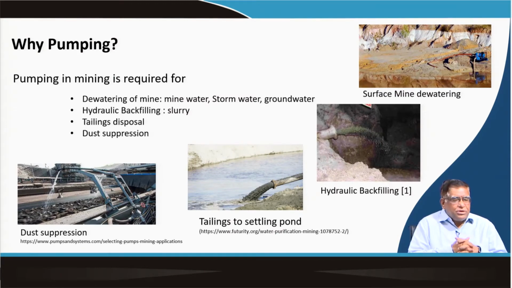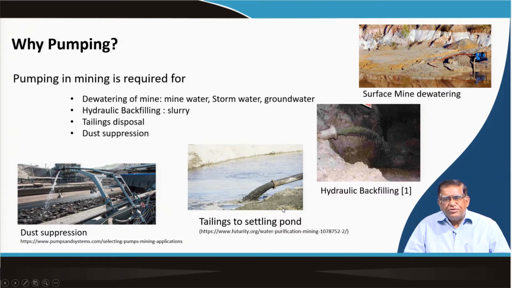Now, as you saw in the diagrams here, we have different types of situations. You can see the surface mine dewatering, that is, we are taking the water out of the open pit mines. In an underground mine, after the mineral is taken out, that void needs to be filled up with backfill material, and many times slurries and sand mix or different types of material, even fly ash, are sent back to the mines to backfill it. That operation is also done by pumping.